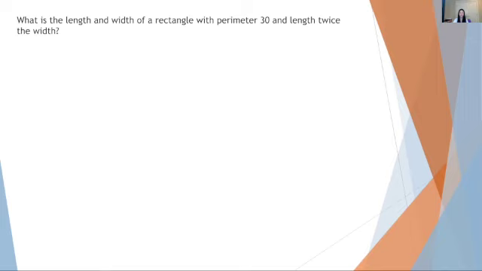Okay, never mind then. What is the length and width of a rectangle with perimeter 30 and length twice the width? I'm going to give you guys a minute to try and solve this.